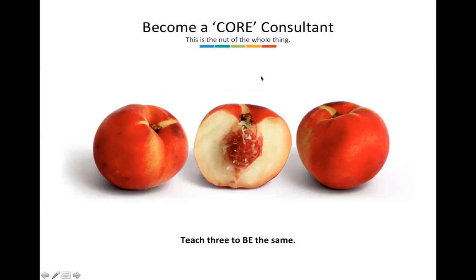I am really convinced that the Teach 3 to Reach 3 program is inspired. I think it is great. I think it is fantastic. It is pragmatic. It is practical.